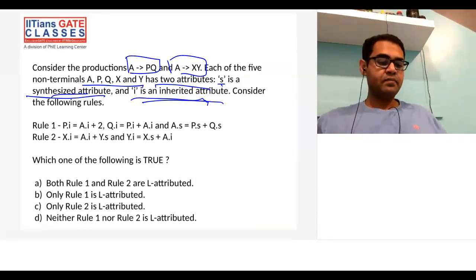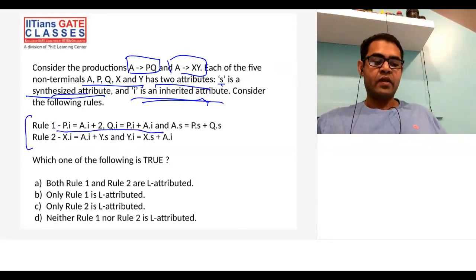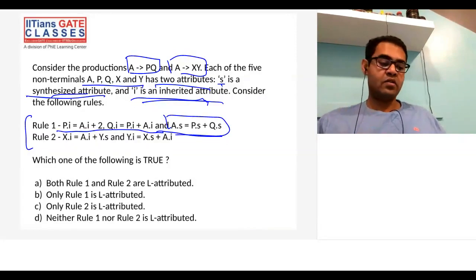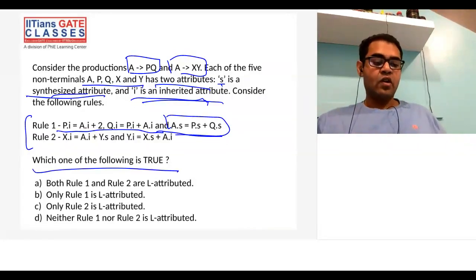All right. Now consider the following 2 rules. Rule 1 is this, this is the assignment given to you. Okay. These things you will see when you come across semantic analysis. Okay, because semantic analysis is syntax analysis, the structure, plus the meaning. Okay, this is the meaning. These things define the meaning to those grammar statements, grammar productions. Okay, now, which of the following is true? Which of the following is true?